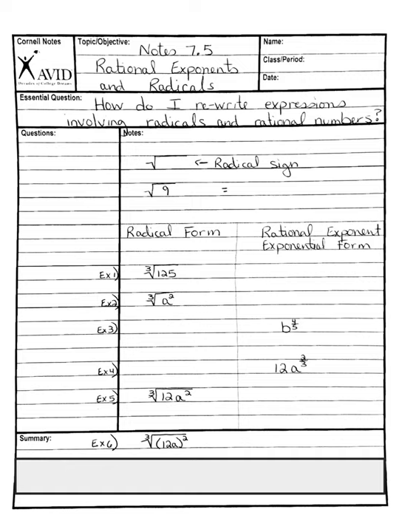So as we look at this lesson on Note 7.5, rational exponents and radicals, we're going to rewrite these expressions. And they can be confusing, but we're going to make it as simple here as possible. So we have our radical symbol. That's our square root sign. This looks like our square root sign. We call it the radical symbol.